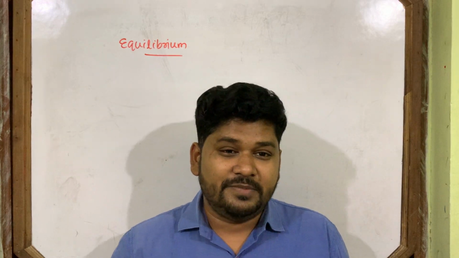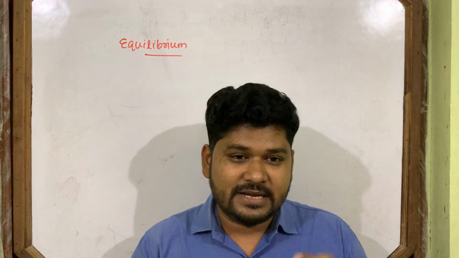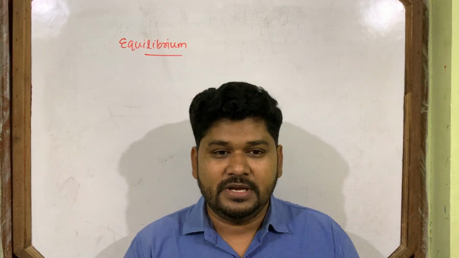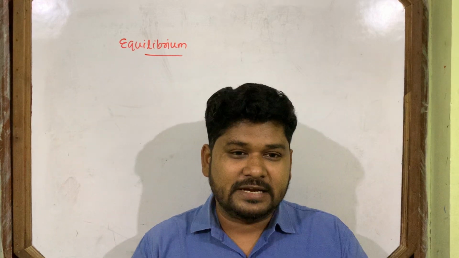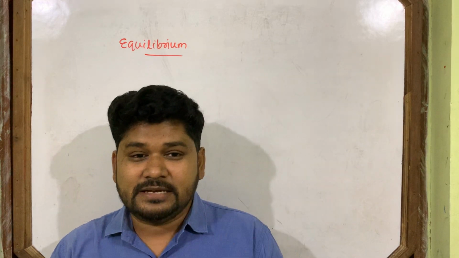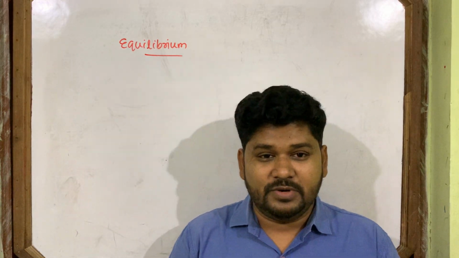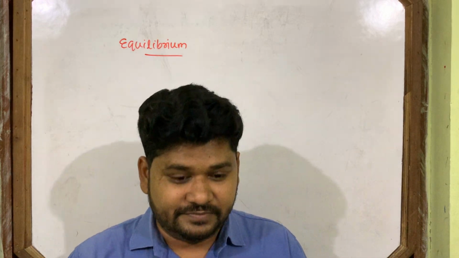But actually equilibrium is of different types. You will read it later. But I am telling you one type of equilibrium here to explain it from the vector point of view. What is equilibrium according to the vector? In this chapter, we will discuss how one body will be in equilibrium.